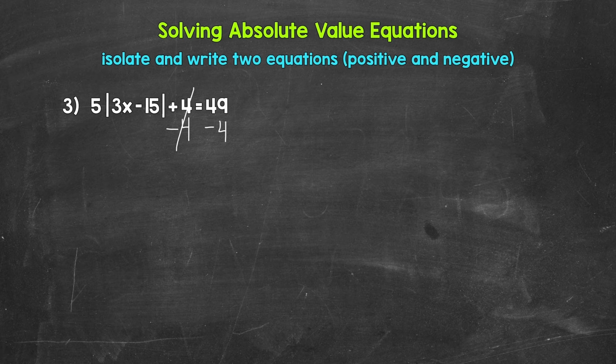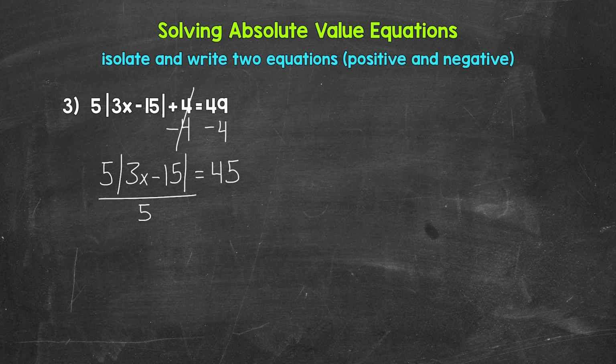These 4's cancel each other out, so now we have 5 times the absolute value of 3x minus 15 equals, and then on the right side, 49 minus 4 gives us 45. And now we have 5 times the absolute value of 3x minus 15 equals 45. So we need to undo the multiplication now. The inverse operation of multiplication is division. So let's divide the left side by 5. That means we need to divide the right side by 5 as well.